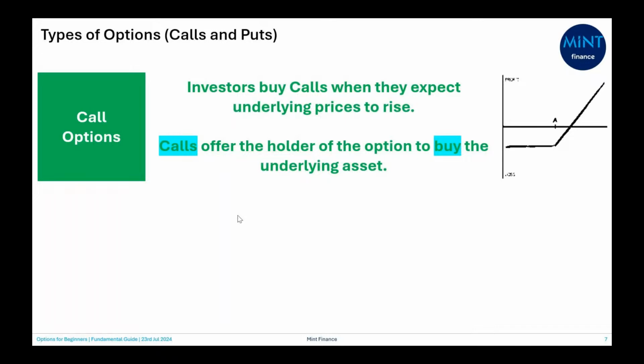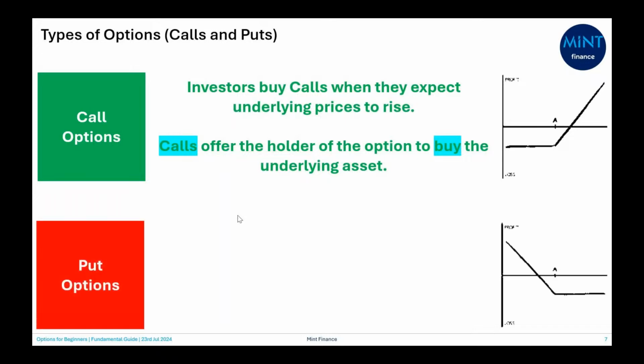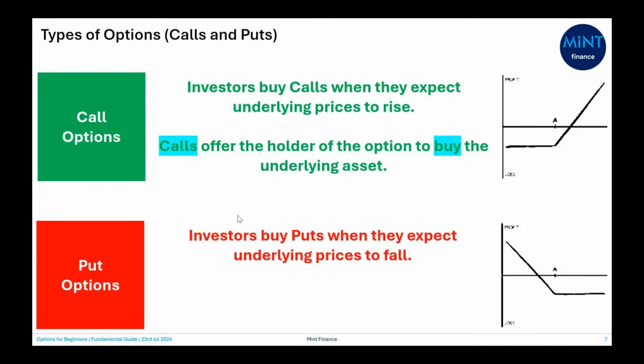So think of it this way: calls and buy go together. Calls give the holder the right to buy the underlying asset. In contrast, put options are different. And why would someone deal with put options? Investors buy put options when they expect the underlying prices to fall.